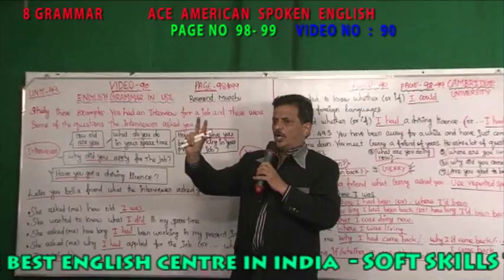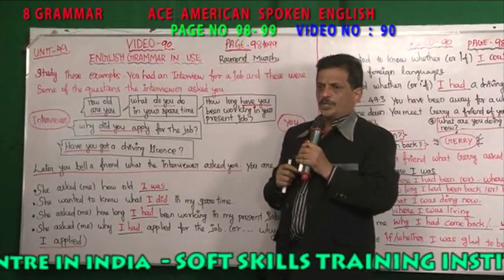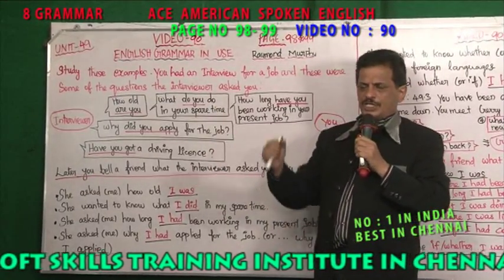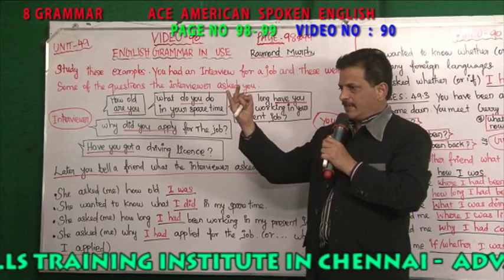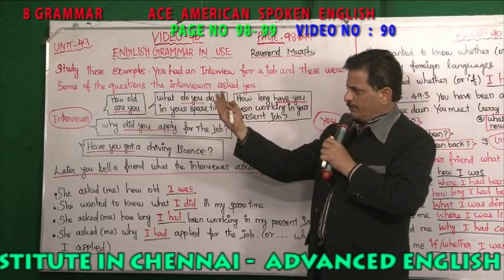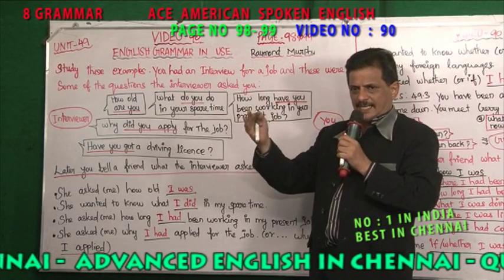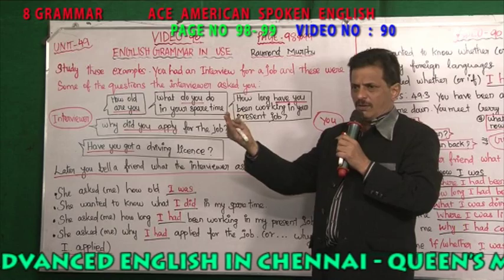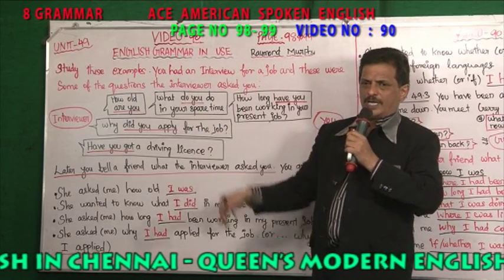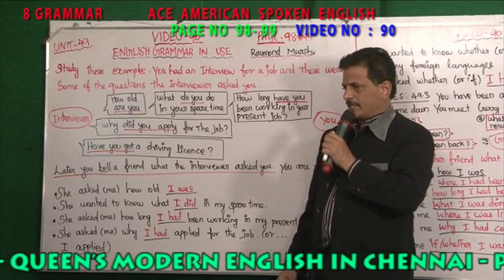So, how does the word order change? How did you pass the examination? See, how comes first, did comes second, you comes third, the object comes fourth. So an auxiliary verb, do, does, did, am, is, are, was, all these auxiliary verbs come before the pronoun, I, we, you, he, she, it, they. Then it becomes a question sentence.